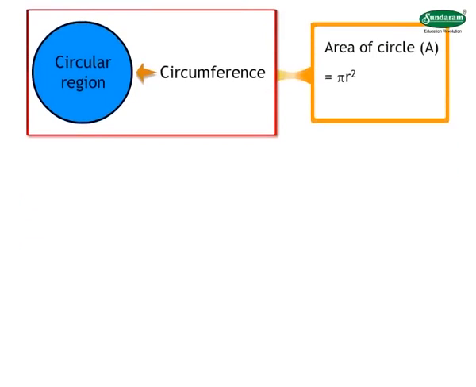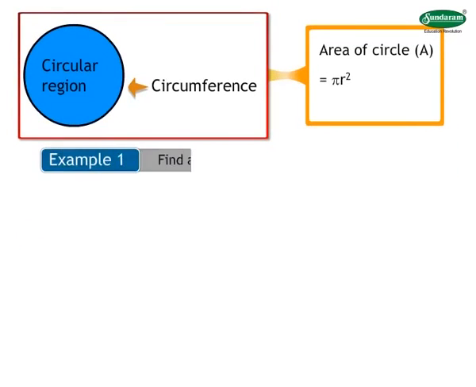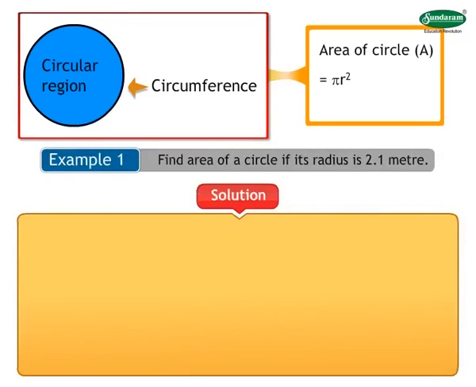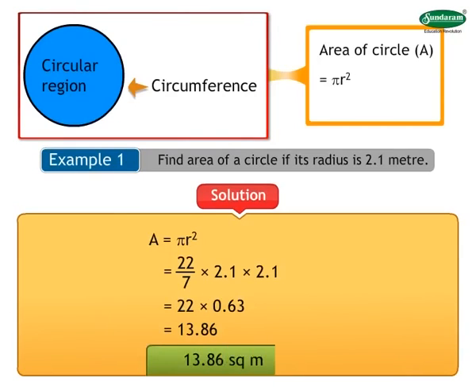Let us solve few examples. Example 1. Find area of a circle if its radius is 2.1 meter. Solution. Since radius is given as 2.1 meter, we can use the formula A is equal to pi into radius square. Area is equal to 22 upon 7 into 2.1 into 2.1 is equal to 22 into 0.63 is equal to 13.86 square meter.